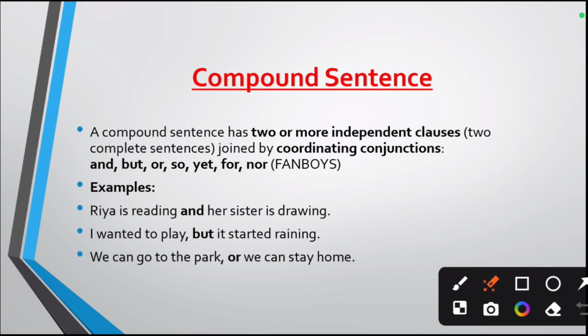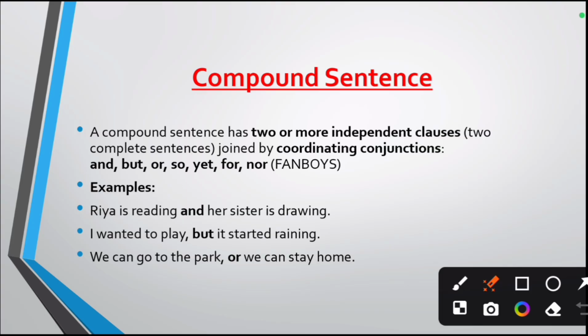See, here we have one tricky thing. Just observe carefully. A compound sentence has two or more independent clauses. What is a clause? I will explain to you. First listen. A compound sentence has two or more independent clauses joined by a coordinating conjunction. Conjunction means joining word. The word that is used to join two clauses is known as a conjunction. For example, and, but, or, so, yet, for, nor.